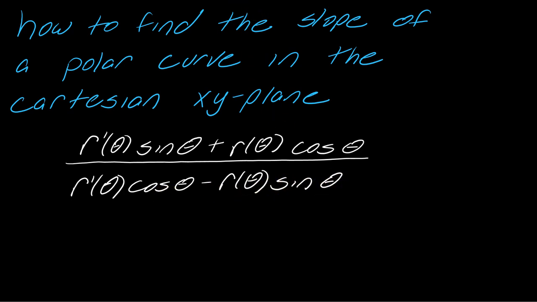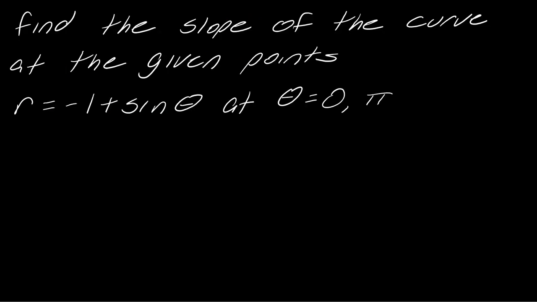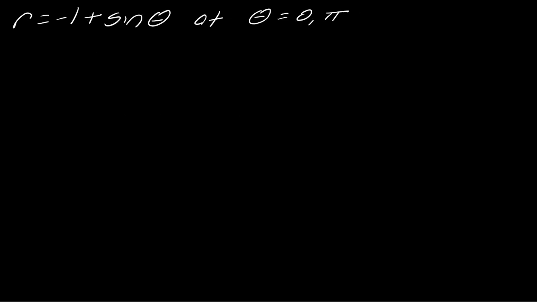So I think it's actually easiest if we just jump into an example. Let's find the slope of the curve at the given points. So I'm going to have r equals -1 plus sine theta at theta equals 0 and pi. Okay, so let's give ourselves a little bit of space.